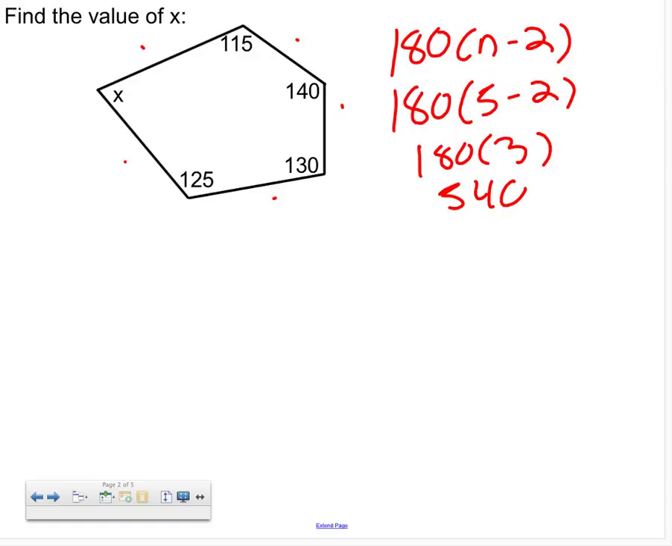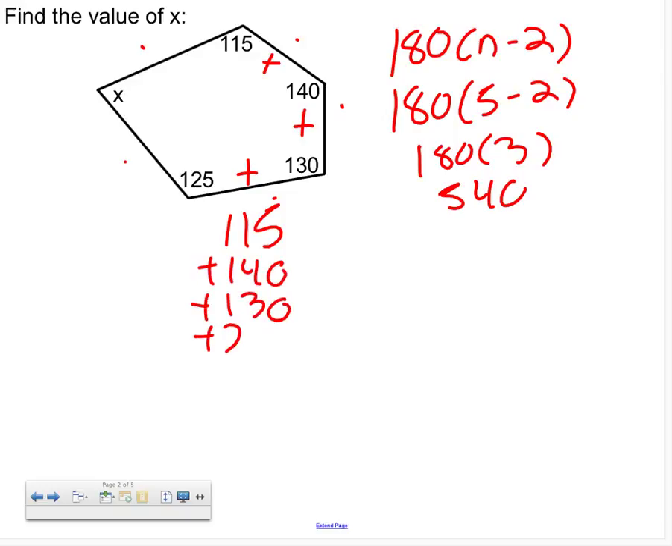But we don't know what x is. We just know the 4 others. So what we're going to do is add up the 4 others and see how much we have right now. So plus those, plus those, plus those. We're going to add up what we have right now. So 115 plus 140 plus 130 plus 125. If we add up all those, we get a nice 510. And that represents how much our angle sum is right now.